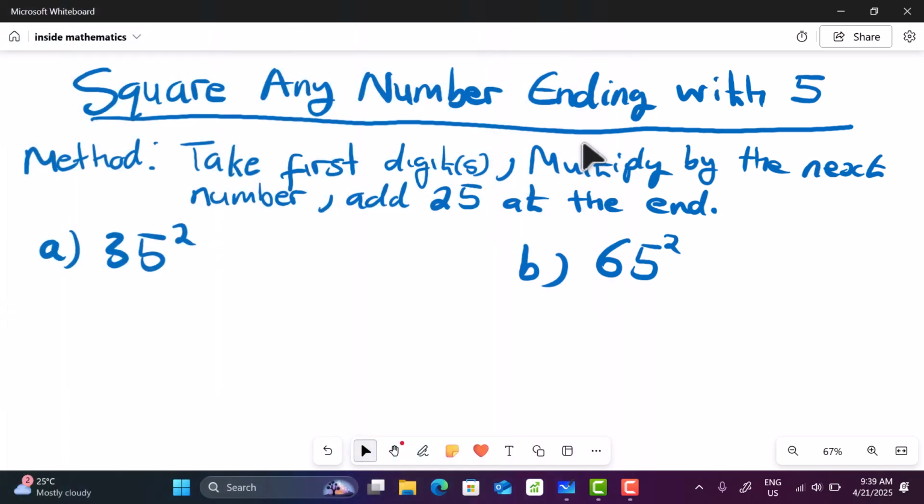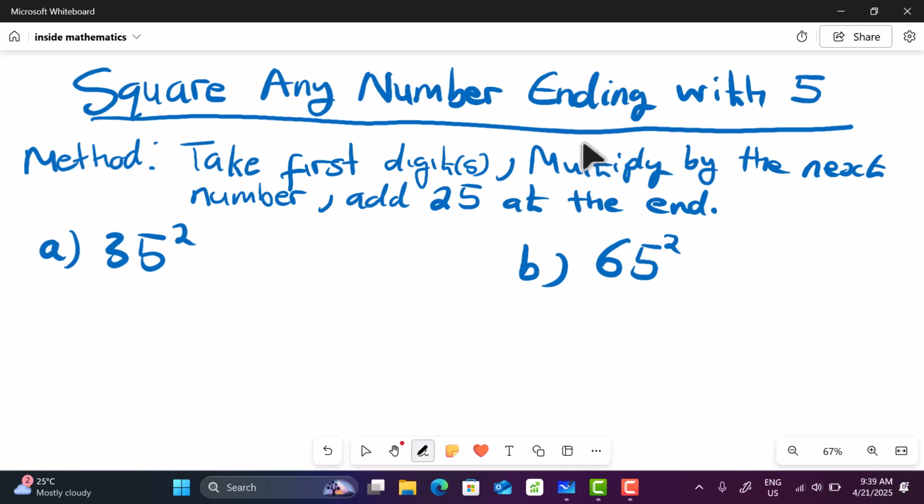And in this video, we are going to look into how to square any number ending with 5. All numbers that end with 5. And we are going to have a method that takes the first digit and multiplies it by the next number, and we add 25 at the end as our answer.